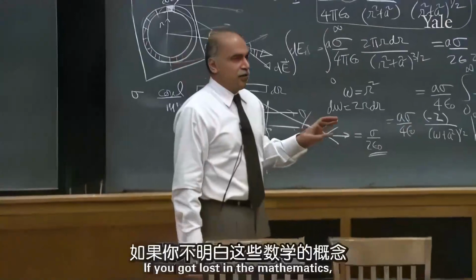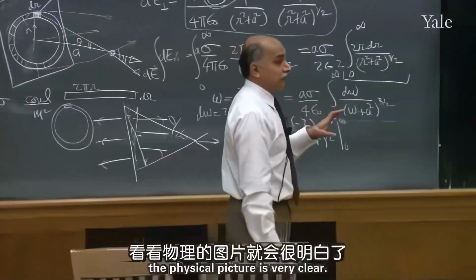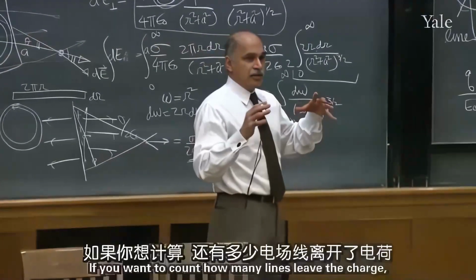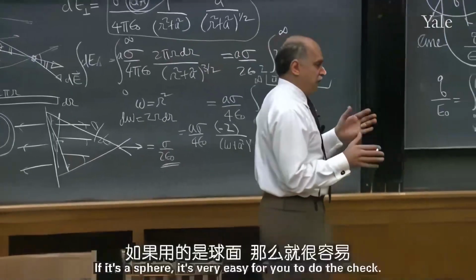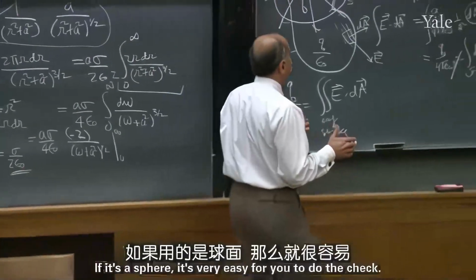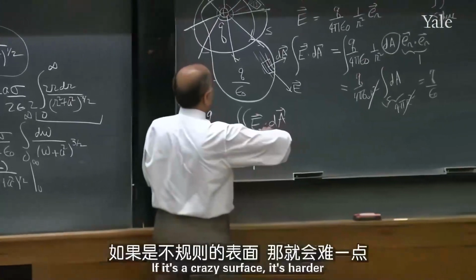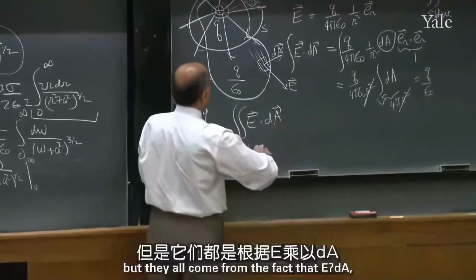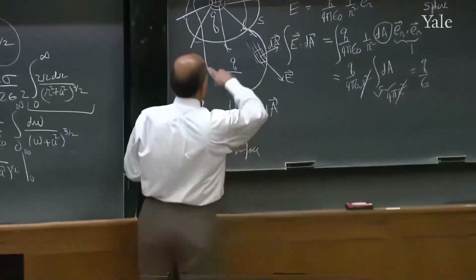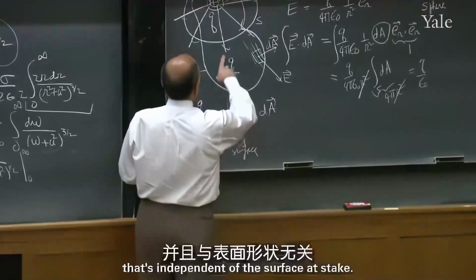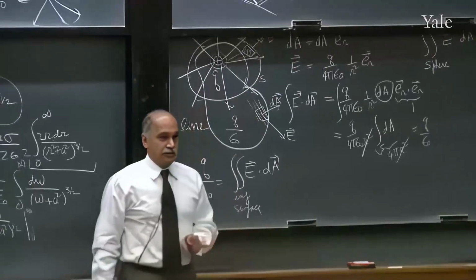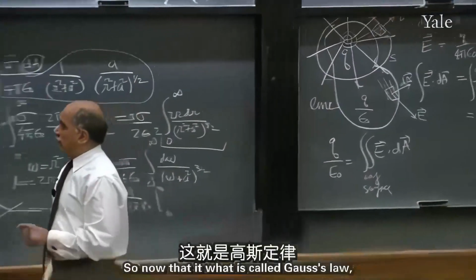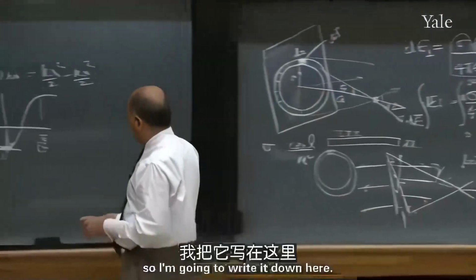If you got lost in the mathematics, the physical picture is very clear. If you want to count how many lines leave that charge, you can surround it with any surface you like. If it's a sphere, it's very easy for you to do the check. If it's a crazy surface, it's harder, but they all come from the fact that E dot dA counts the number of lines, and that's independent of the surface that's taken. So now that is what's called Gauss's law, so I'm going to write it down here.